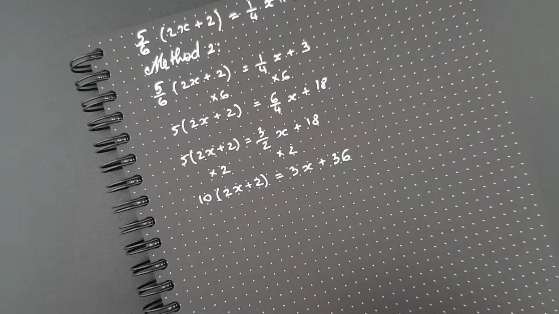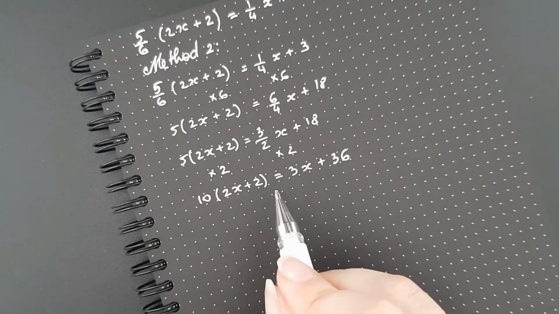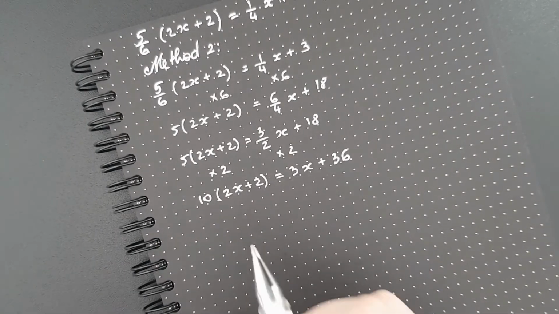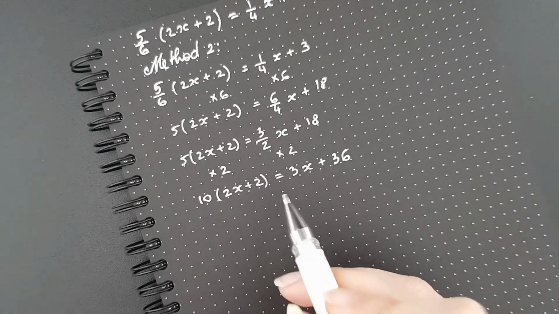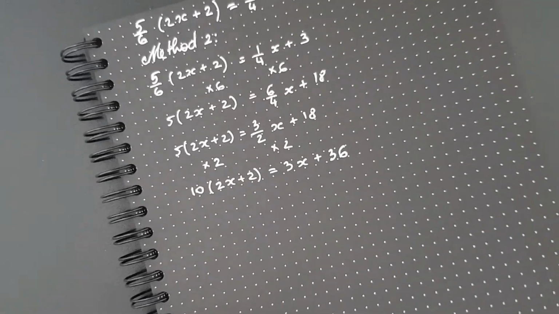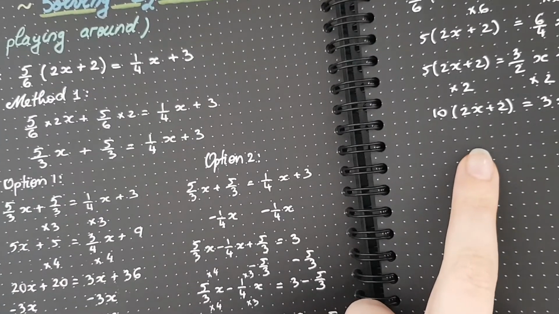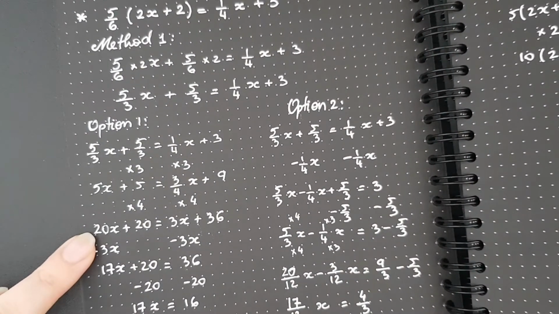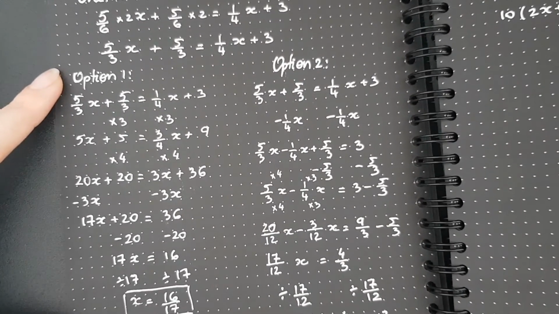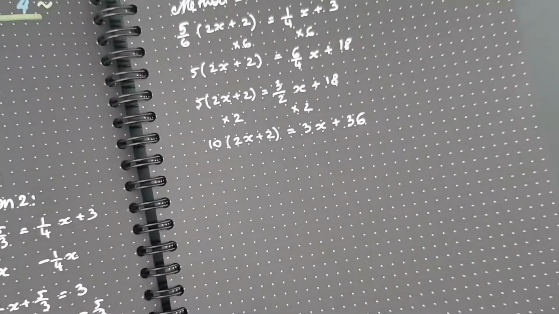I can multiply the brackets over here, and I think this will get me to option 1 that I had on the other side, which was my favorite. So I might just do that as an option 1 now as well. So if I multiply the brackets here, it will take me to option 1 here, which was my favorite option on the first method.